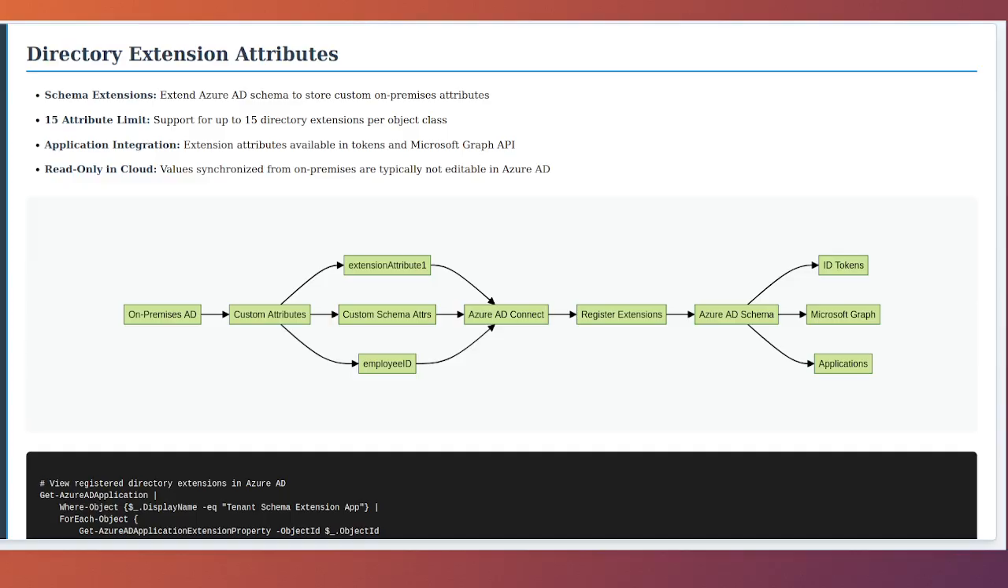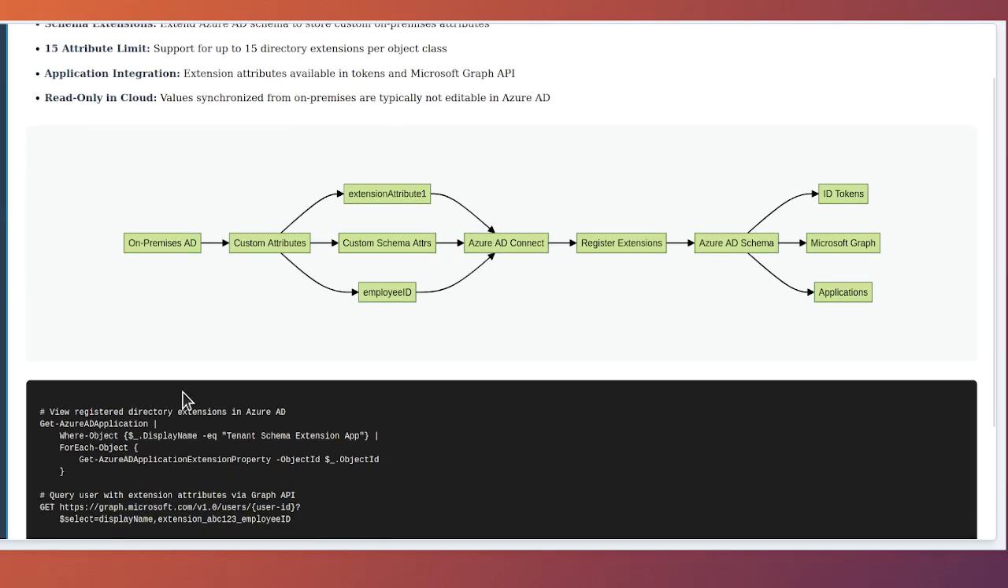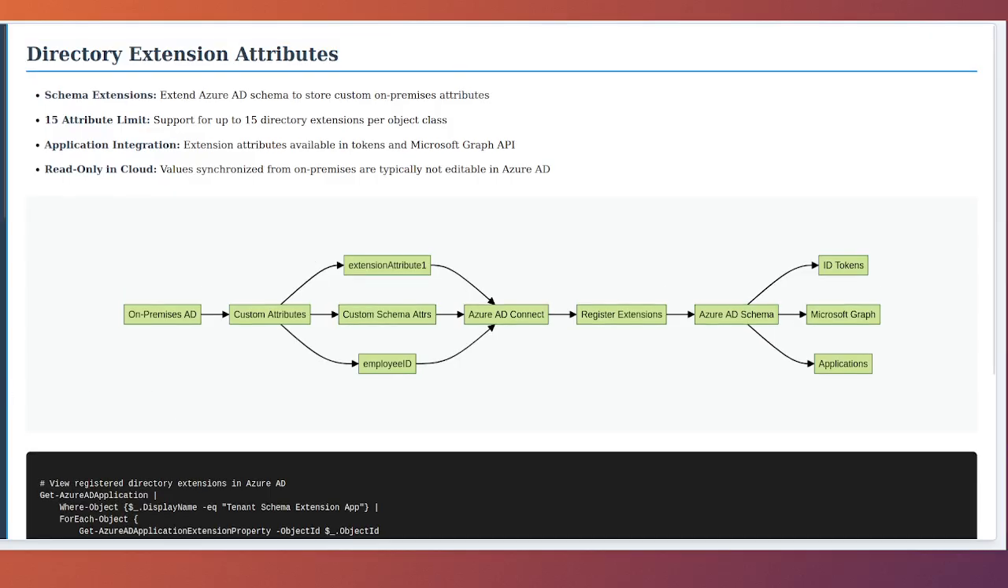Many organizations have custom attributes in their on-premises Active Directory that contain business-specific information such as employee IDs, cost centers, division codes, or custom identifiers. Directory extensions allow these custom attributes to be synchronized to Azure AD and made available to cloud applications, enabling consistent identity attributes across hybrid environments.